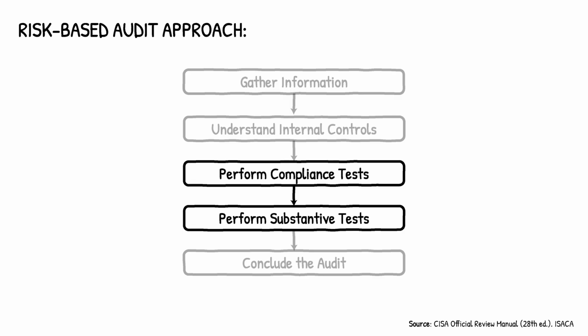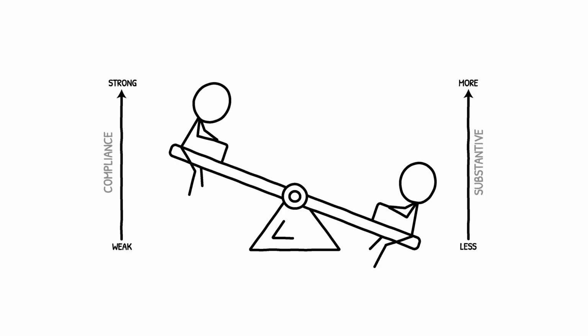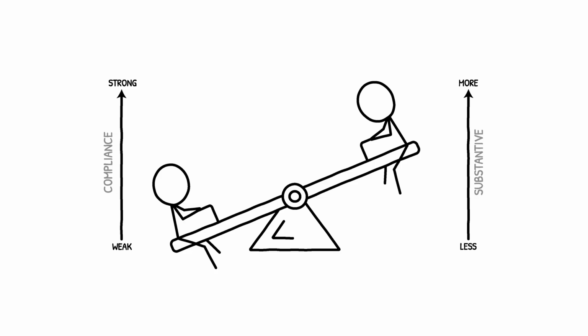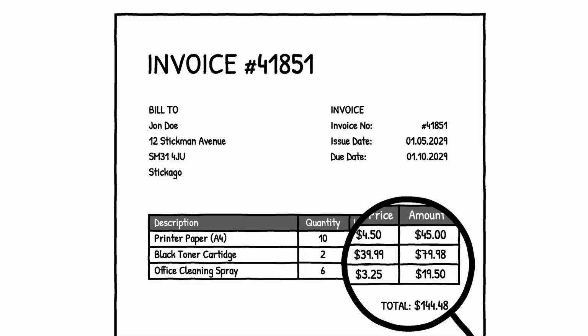But once compliance testing is complete, the auditor moves on to substantive testing. And the amount of substantive testing the auditor will do depends on the results of the compliance test. It's a bit like a seesaw. If the results from the compliance test were strong or positive, then the auditor can reduce the amount of substantive testing. If the results of the compliance test were weak or negative, the auditor will increase the amount of substantive testing.